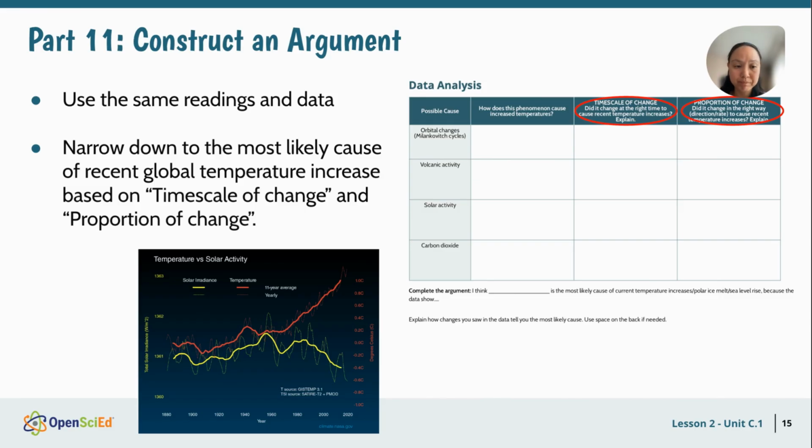For example, over the recent 30 years, solar activity, shown here in yellow, has been decreasing, while temperature, shown in red, has been increasing. So, solar activity is not changing in the right direction and cannot be the cause of the recent increases in global temperature.